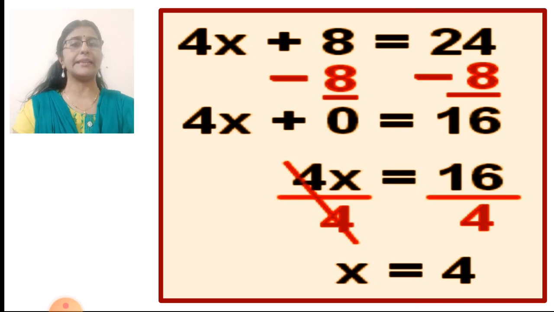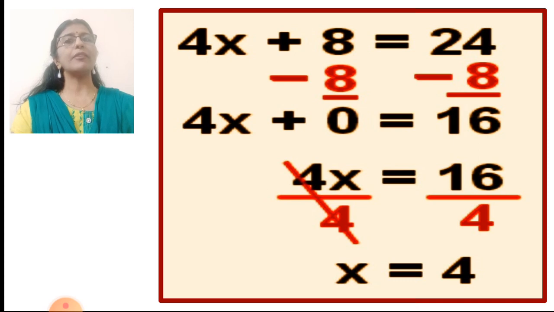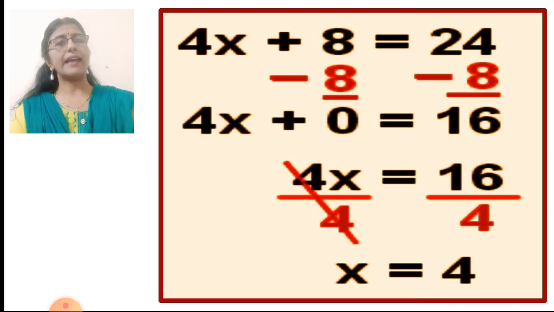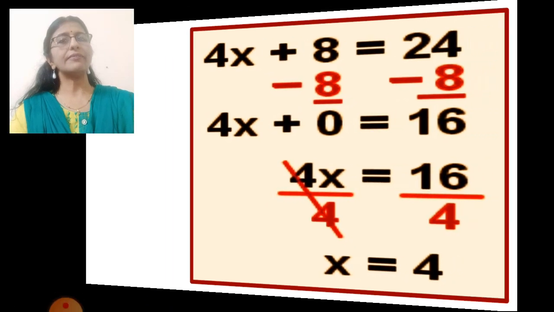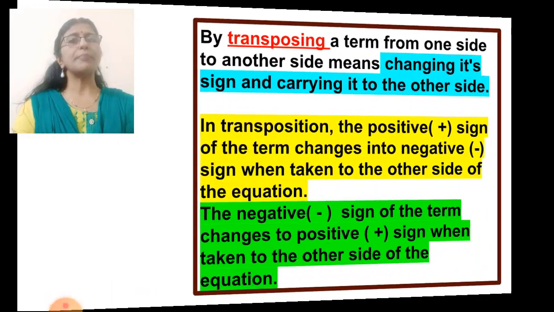Now to get the variable x, we have to divide both sides of the equation by 4. So 4x will be divided by 4 and 16 also will be divided by 4. So 4 upon 4 will become 1x, or you can just write x is equal to 4. So this way we have learned to solve equations in the last session. Today we will learn the transpose method.